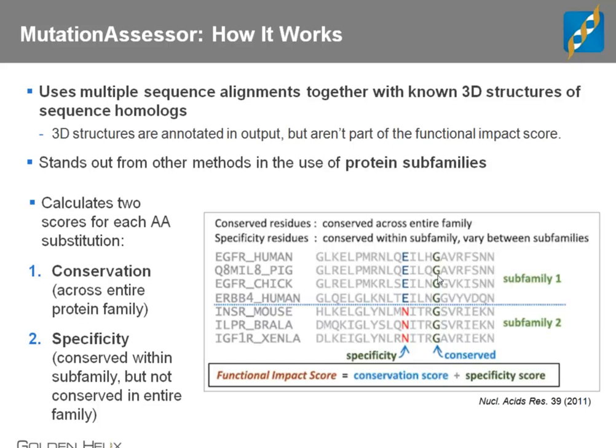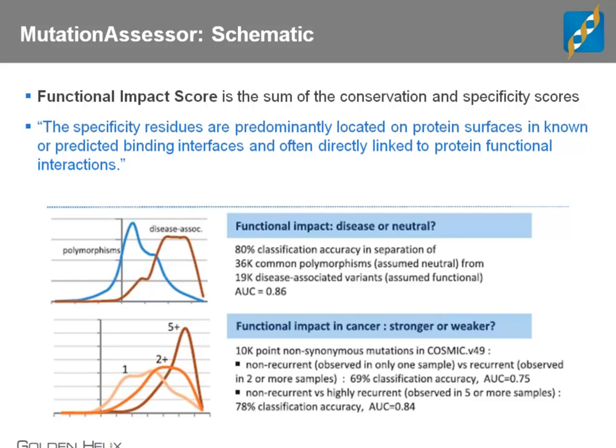You see an example here of a conserved amino acid, which is consistently a G, I believe that's glycine, throughout the entire protein family. Then they calculate what they call a specificity score, and I haven't seen this in any of the others, which indicates that it's conserved within the subfamily, but not necessarily across the entire protein family and the entire sequence alignment. And the final impact score is the sum of those 2 scores, conservation and specificity.